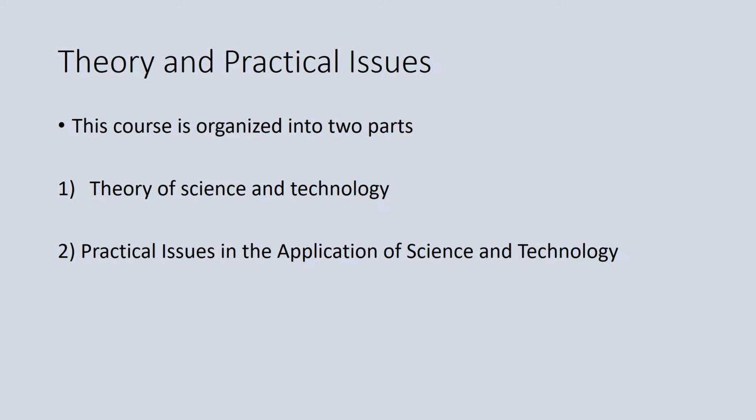Okay, so let's get a bit more specific about the course, ethical and cultural issues in science and technology. Let's get a little bit more specific about what we're going to do, and just to give you an overview of how the course is going to go. Essentially, it's organized into two main parts. The first part will focus on the theory of science and technology, and the second part will focus on practical issues in the application of science and technology.